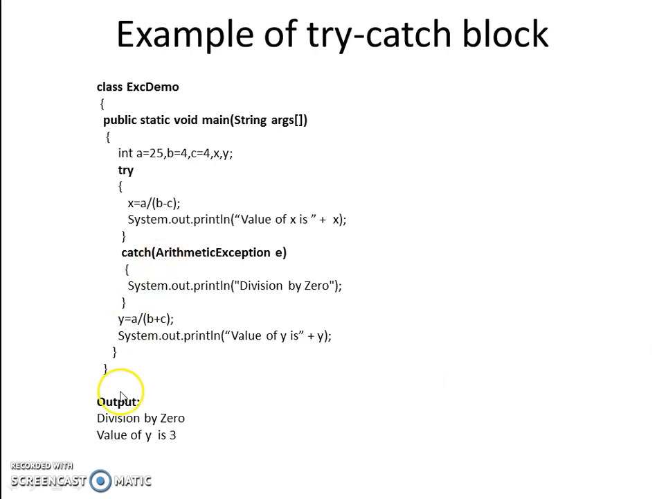So the output of the program will be like this. A user-friendly message, division by 0, will be displayed to the user, and then after that the value of y will be printed.